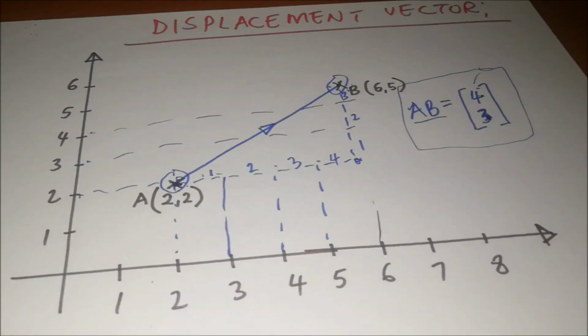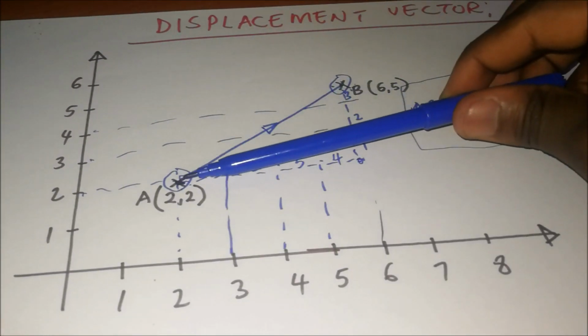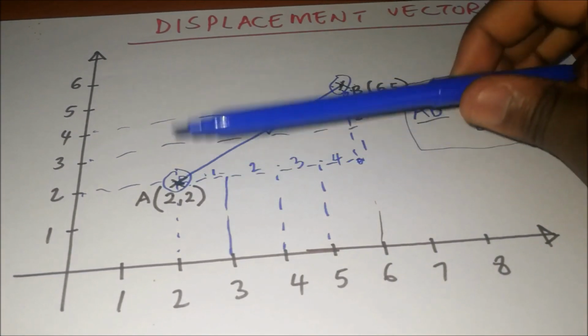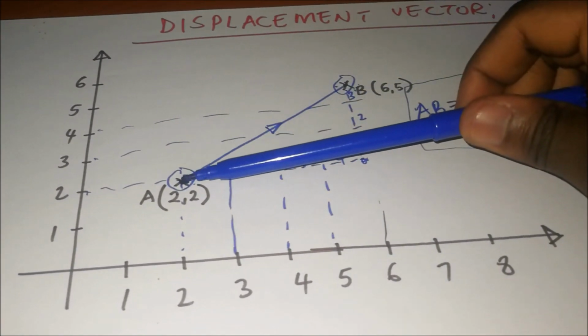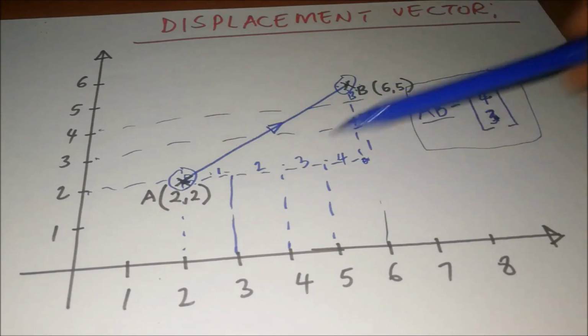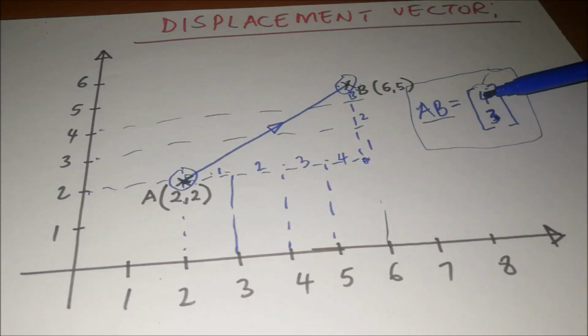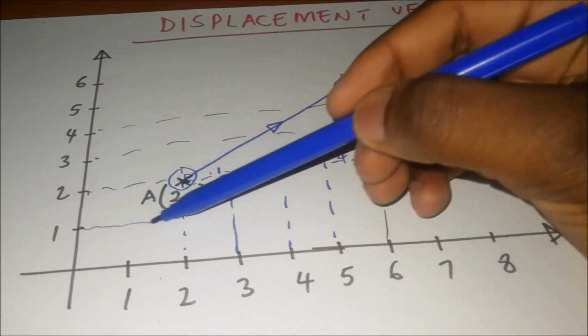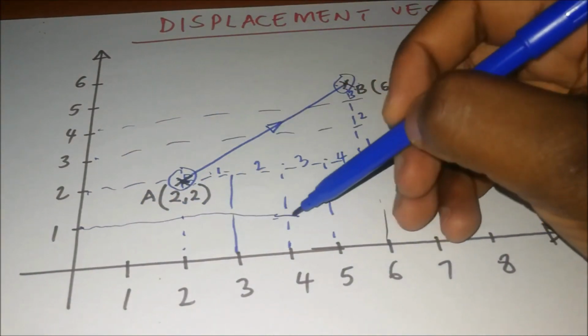So when we are dealing with displacement vectors, we are talking about displacement from a specific point. So if I'm moving from A to B, this column vector represents the displacement from A to B, then maybe let's say I've started from this point.